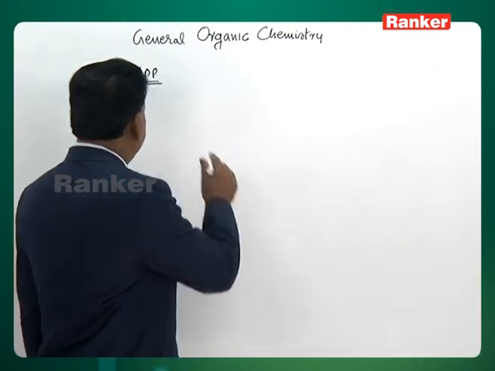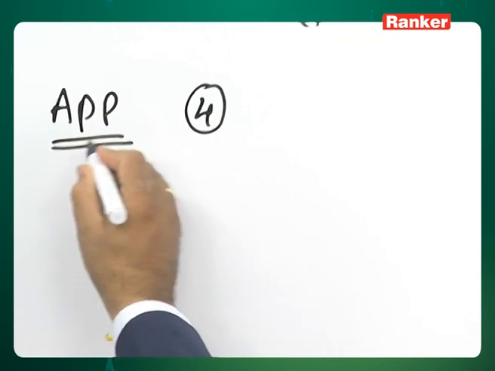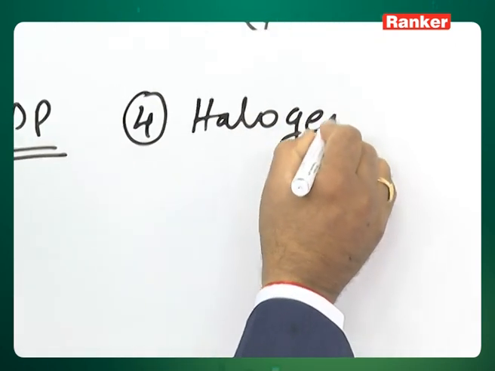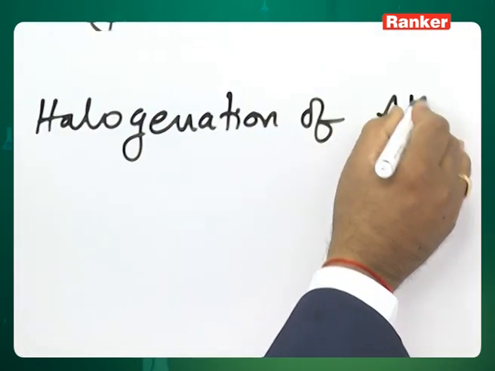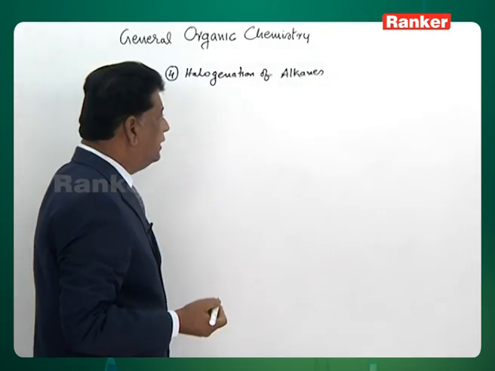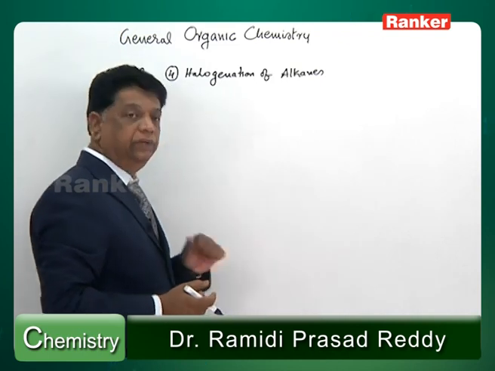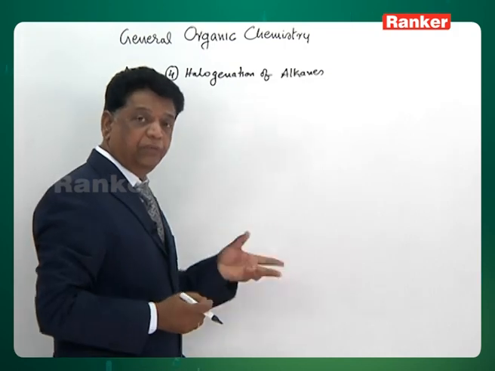Let us see another application, that is the fourth application, application 4, that is halogenation of alkanes. So, in this reaction, we are going to see how this inductive effect is applied, and how we decide the major product formation and minor product formation.